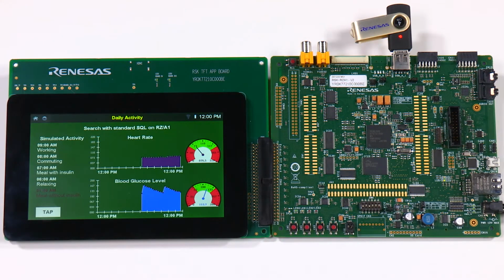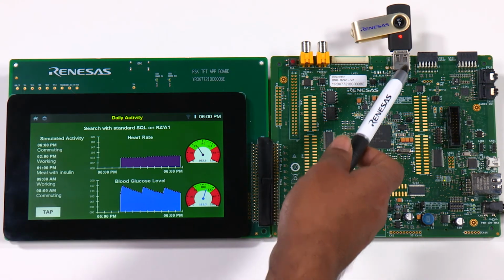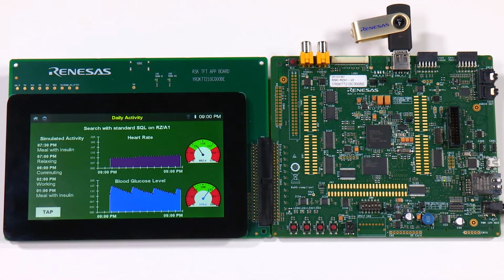You can see the patient's heart rate and blood glucose levels are stored throughout the day on the flash storage media in an SQL database and accessed and rendered on screen. Now you can see that the RZ microprocessor has been able to process the incoming data and identify a critical event where the two readings have simultaneously crossed a threshold.